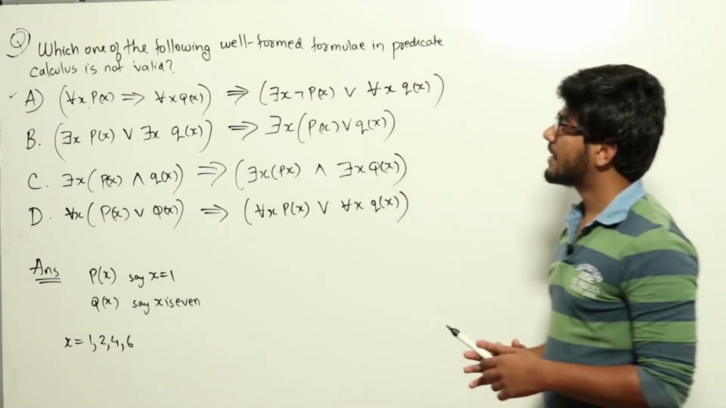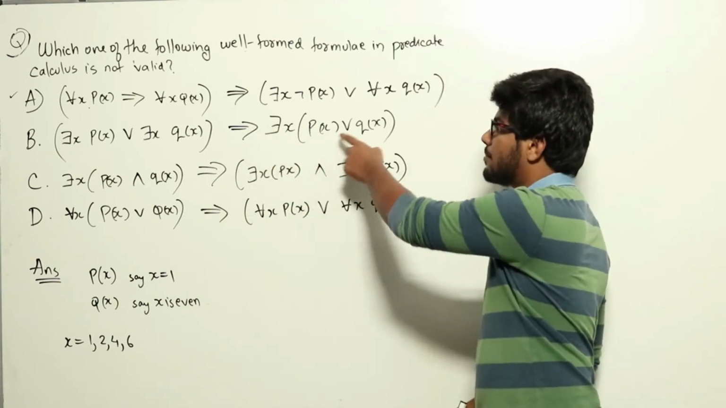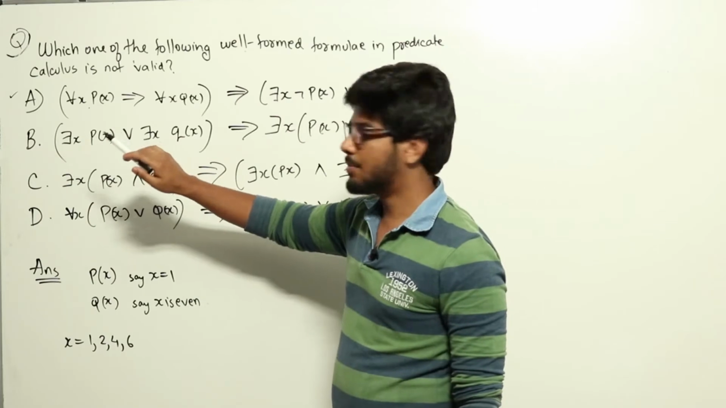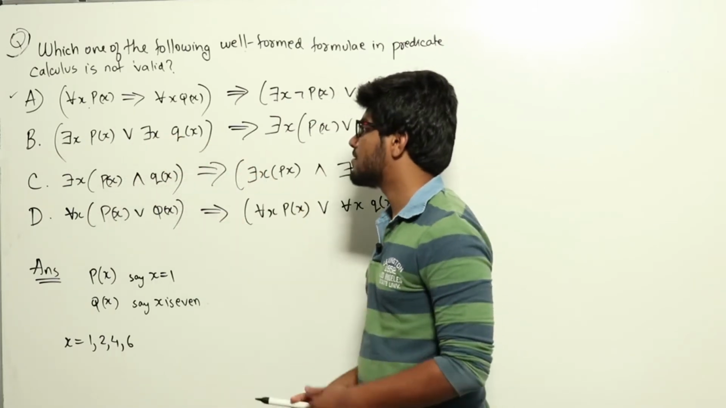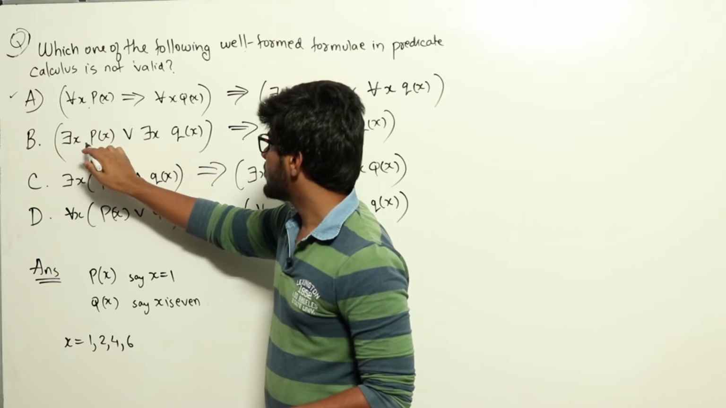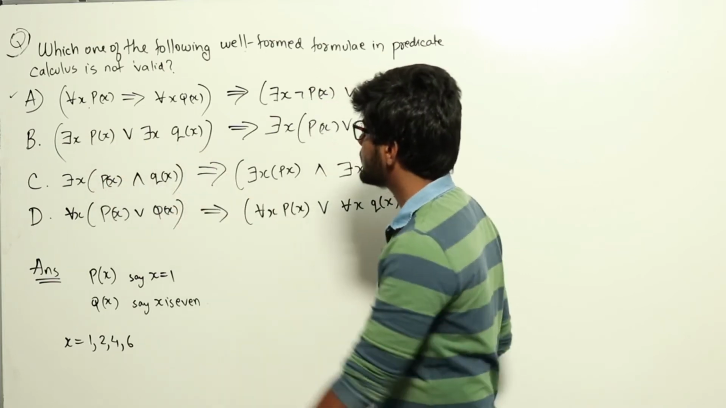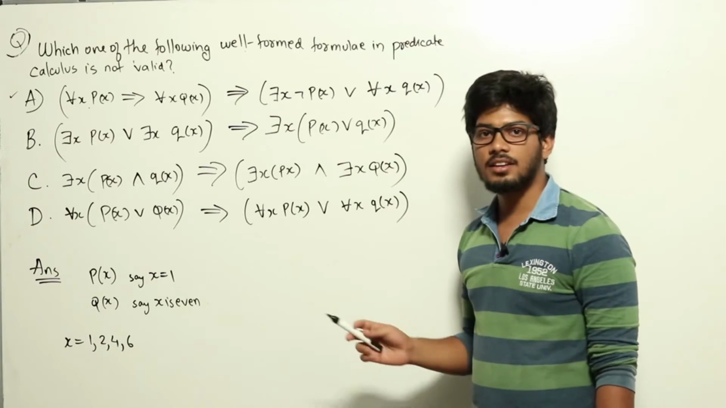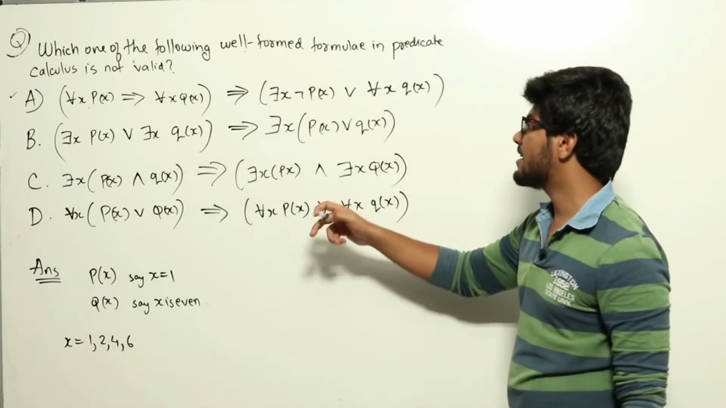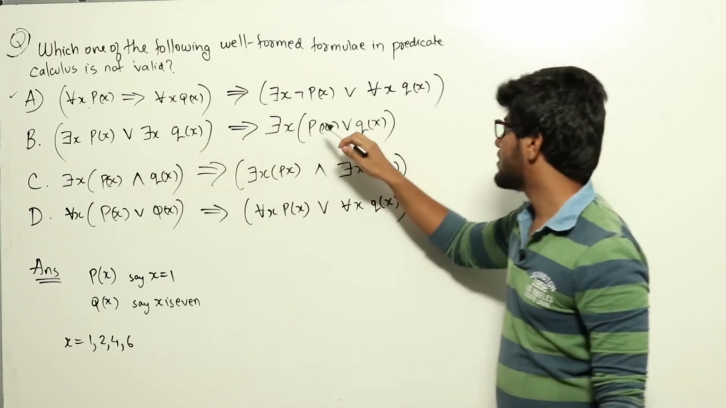Now we look at B. There exists x such that p of x or there exists x such that q of x implies there exists x such that p of x or q of x. What this says is that if there exists x for which p of x is true or there exists x such that q of x is true, then for some value of x at least one of these will be true. Either there will be at least one value for which p of x is true or at least one value of x for which q of x is true. Then we can definitely say that there will be at least one value of x for which p of x or q of x is true.